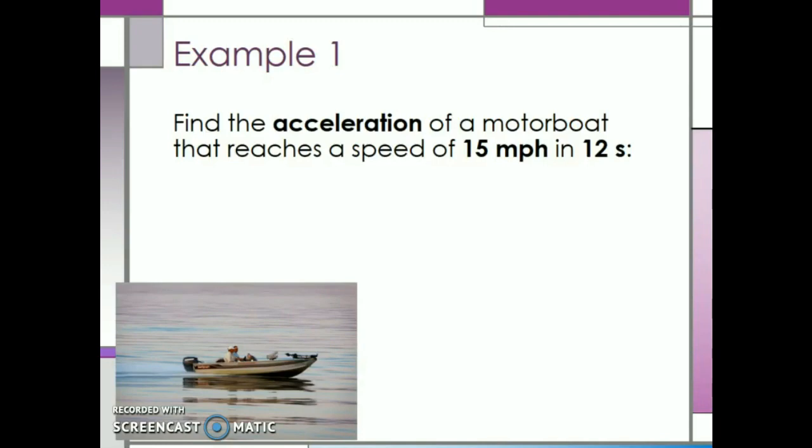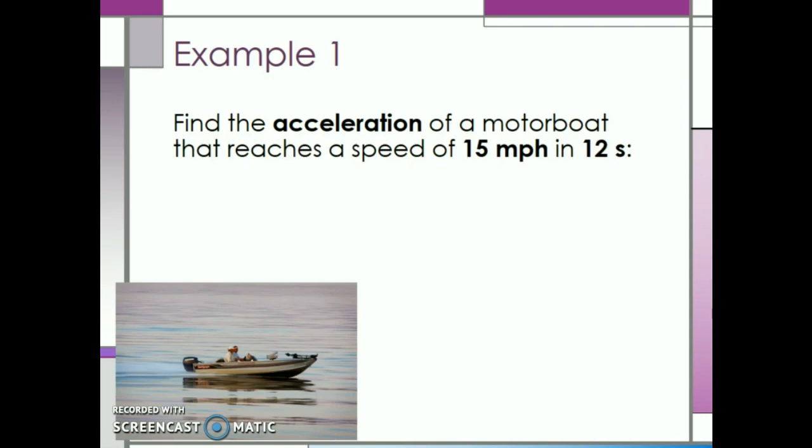Let's take a look at another example. Here we want to find the acceleration of a motorboat that reaches a speed of 15 miles per hour in 12 seconds. Before we can even think about solving this problem, we must make sure we have consistent units. In this case, speed is given to us in miles per hour, but we should have speed in feet per second. This means we must first convert our speed from miles per hour into feet per second.